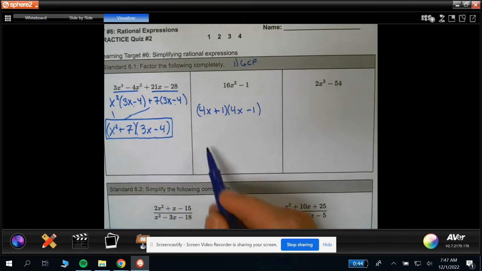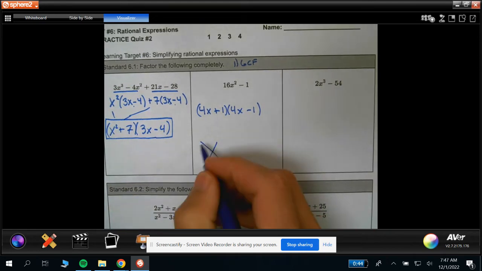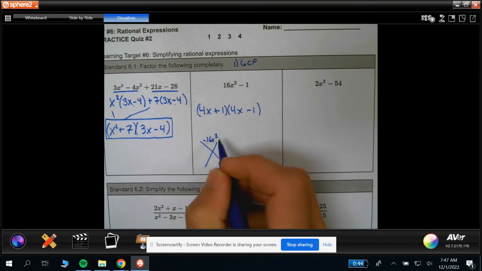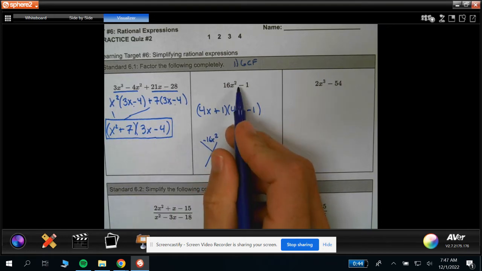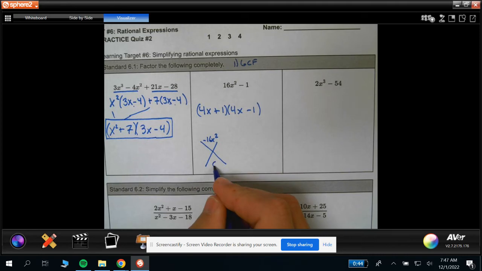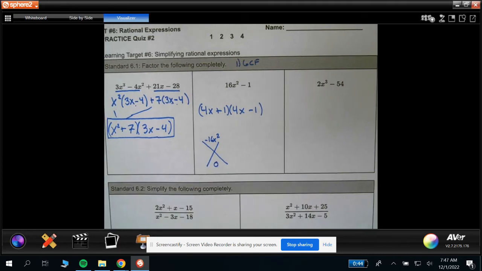If you do have to do Xbox, remember a times c, so it's negative 16x squared up top. The b value, there is no b, right? There's no x term, so this is just 0. Okay, so keep that in mind.